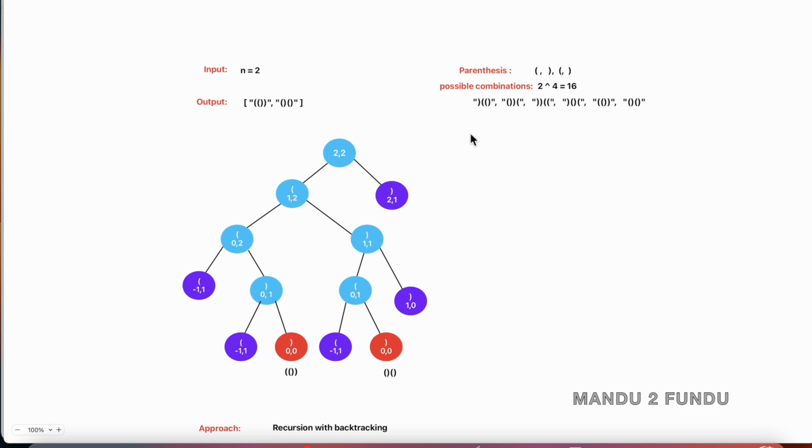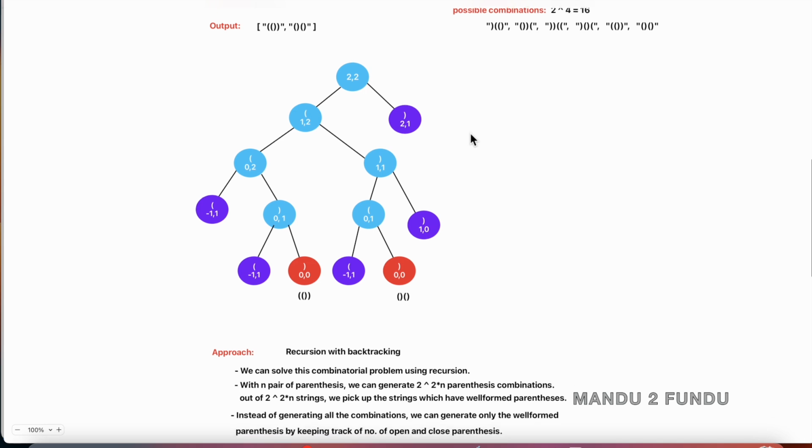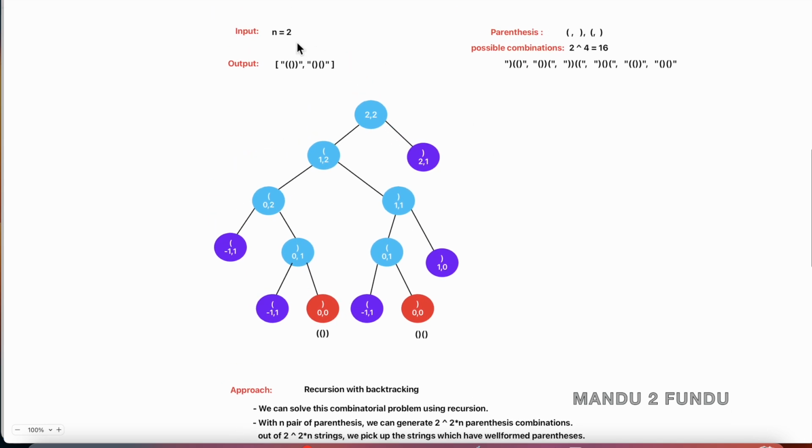Instead, we can generate only the valid combinations while we are doing the recursion. For example, for this input, initially the number of left parentheses is 2 and the right parentheses is 2. And at each level we make a recursive call. We make two recursive calls, one which includes the open parenthesis and the other recursive call which includes the close parenthesis.